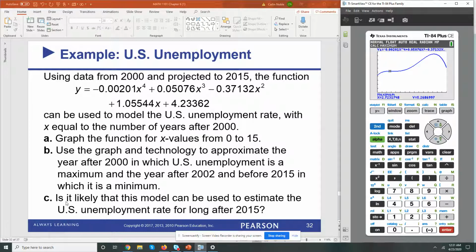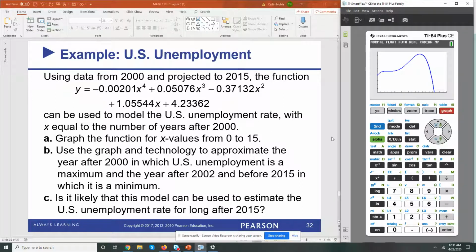Now, the last question is: is it likely that this model can be used to estimate the U.S. unemployment rate long after 2015? Remember we just talked about the fact that 2015 would be about 20 for my X value there, and it looks like the graph hits about 0 somewhere around 2017. So therefore, it's not really practical to be looking at the model after 2015. The model kind of expires and has to be redone.